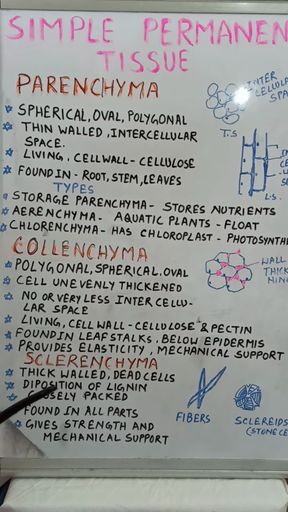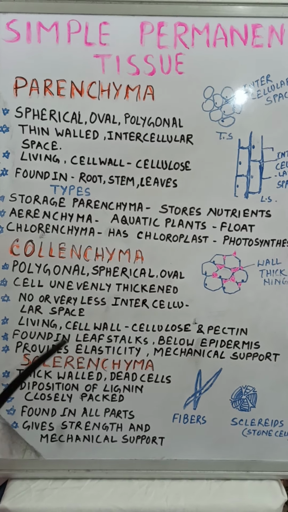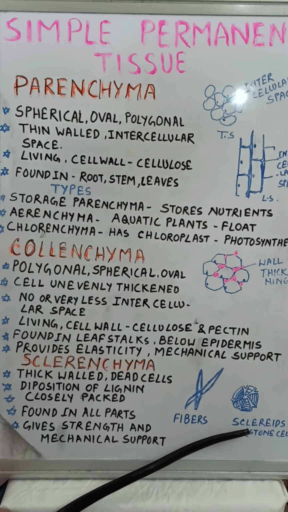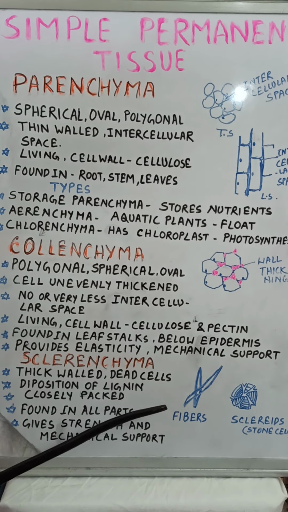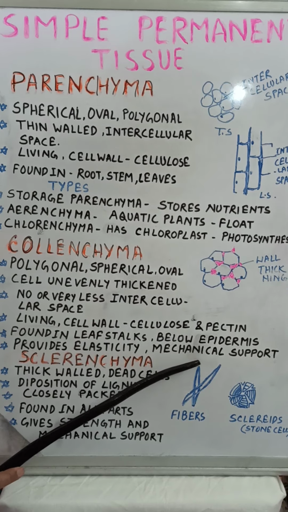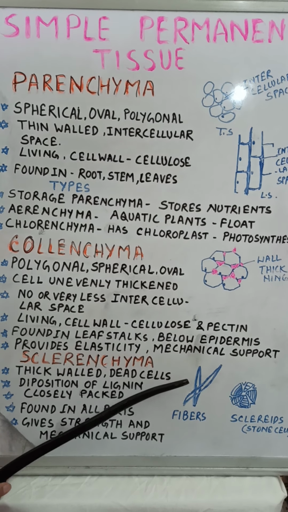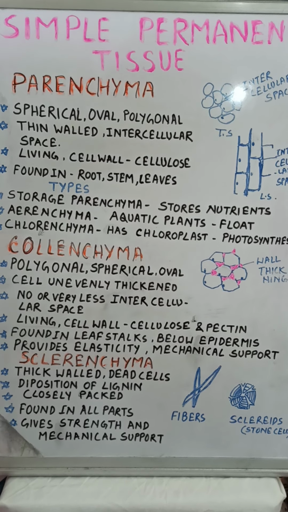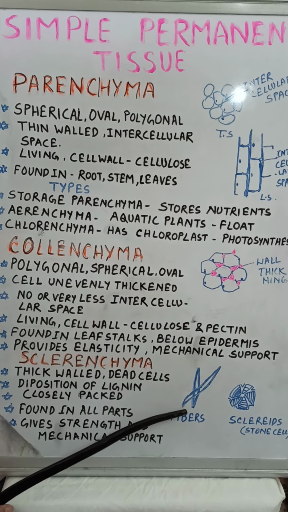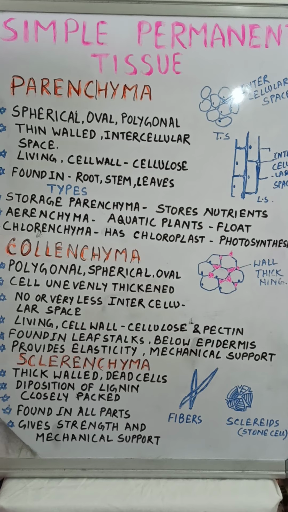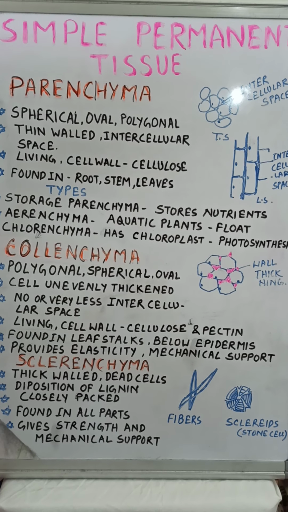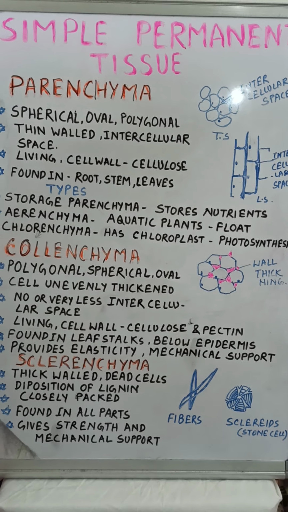Based on the structure, they may be of two types: fibers and sclereids. Fibers. These fibers are long, elongated and pointed at the ends, and they have lots of lignin. So they are very strong. Where do we find these fibers? It is very common. In the husk of coconut, we find these sclerenchymatous fibers.